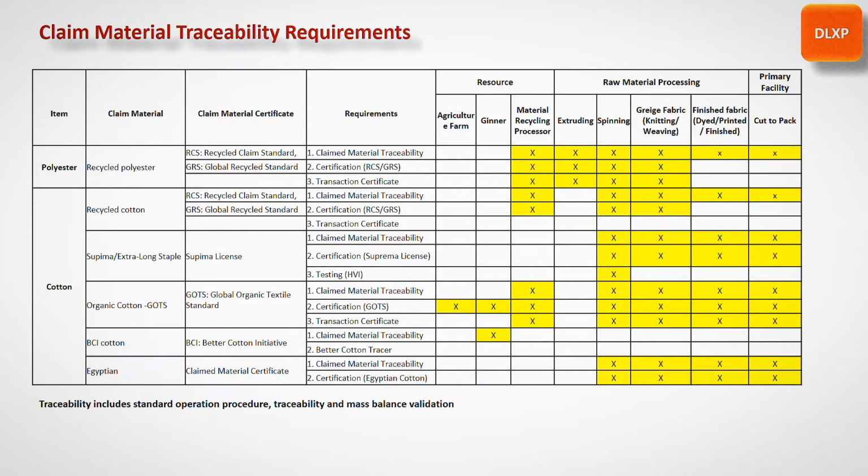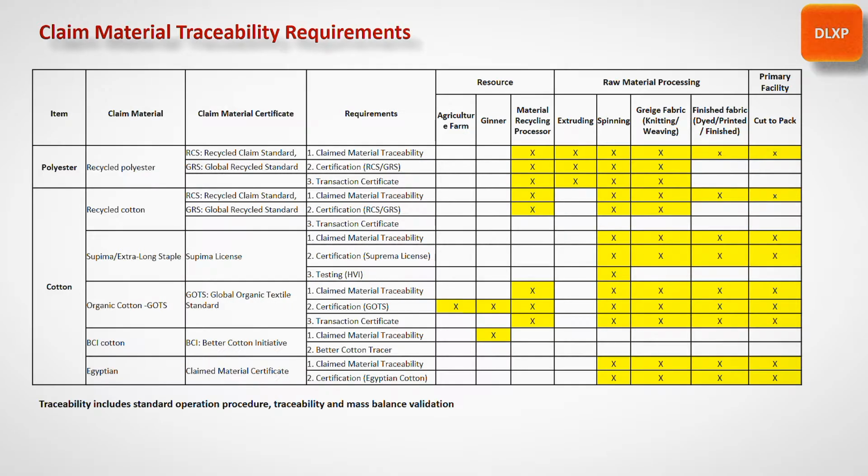For instance, the first column shows polyester, the claim material recycled polyester. The third column, we can say certification: RCS, the Recycled Claim Standard, or GRS, the Global Recycled Standard, is required. The document requirement is claim material traceability, certification of RCS or GRS, and transaction certificates. You should know that in GRS and RCS the transaction certificate is mandatory from the raw material supplier up to the shipment. The source column shows the material recycling processor, extruding, spinning, gray fabric, knitting, weaving, finished fabric, dyeing, printing, finished, and cut to pack.